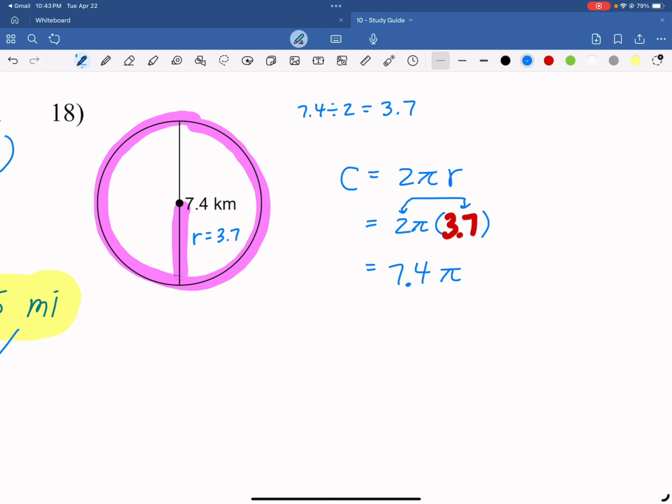7.4 pi, well, that is approximately 23.2 kilometers. Nice. Exciting.